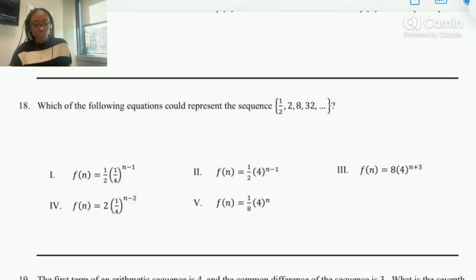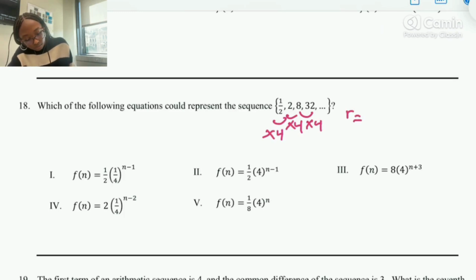Continuing now with more of a challenge problem, we're going to find which equation can represent the sequence 1/2, 2, 8, 32. Looking here, we know that 1/2 to 2 is times 4. 2 to 8 is also times 4. And 8 to 32 is times 4 once again. So our common ratio is going to be 4.